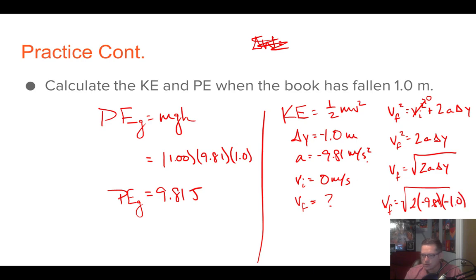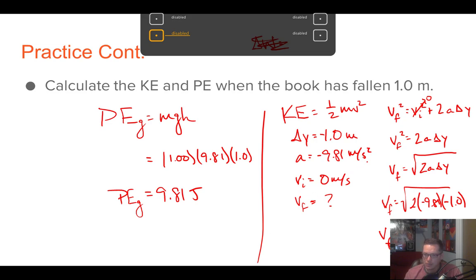We're doing all this because we need to find that velocity so we can plug it into our kinetic energy equation. So the square root of 2 times negative 9.81 times negative 1, and we get 4.43 meters per second.